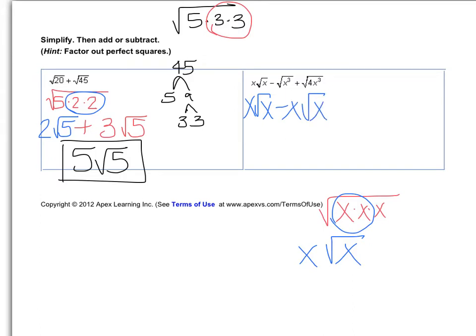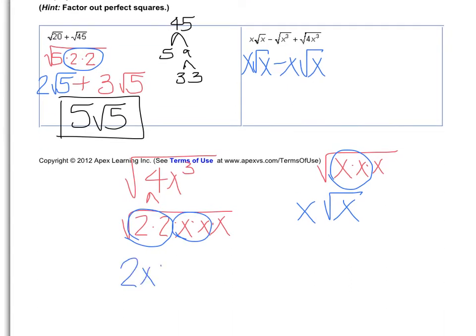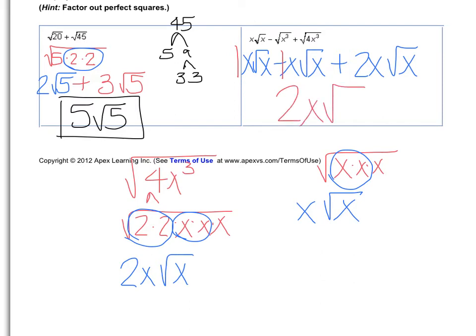And then if I look at 4x cubed, well, 4, if I prime factor that, it'd be 2 times 2, and then 3 x's. And I'm looking for pairs. I have a pair of 2's and a pair of x's. So I can rewrite this as 2x square root of x. So plus 2x square root of x. If I put coefficients there, that's 1x square root of x minus 1x square root of x plus 2x square root of x. 1 minus 1 is 0, plus 2 is 2. So I end up with 2x square root of x as my final answer.